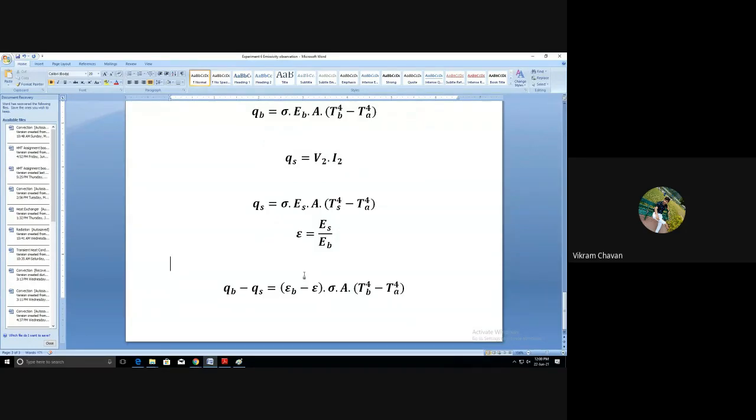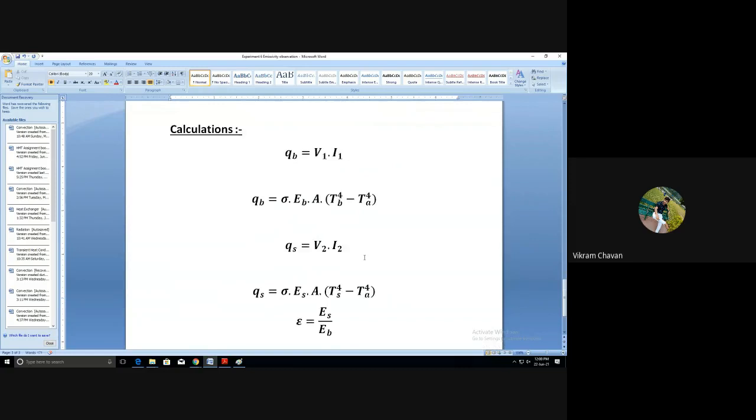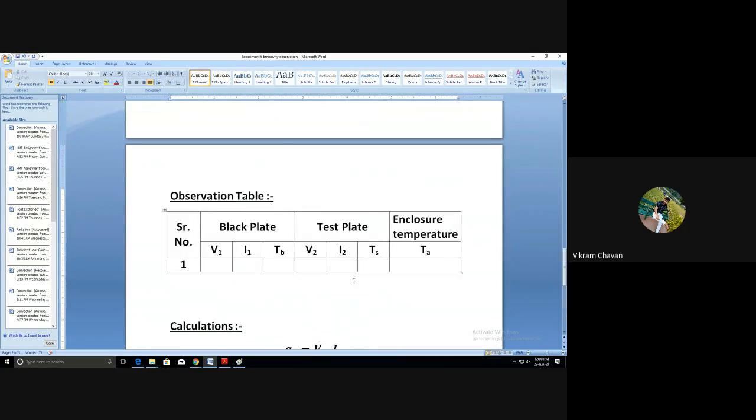Okay, so is there any question, any doubt in this particular experimentation? Now I will go for the demo of the actual performance. So if you have any doubt, any question in the theory part, then you can ask now only.